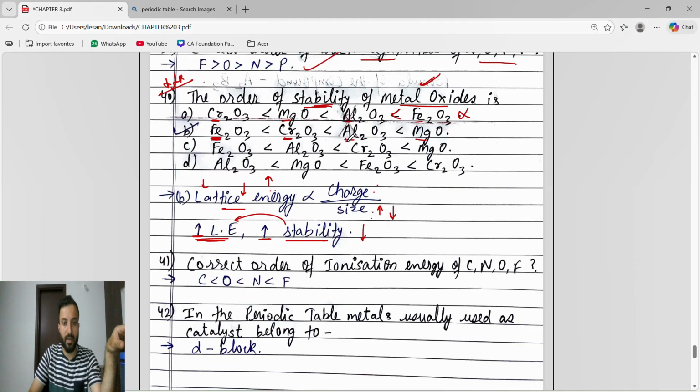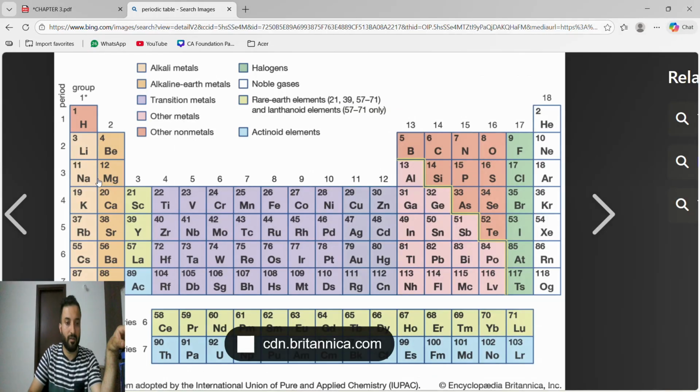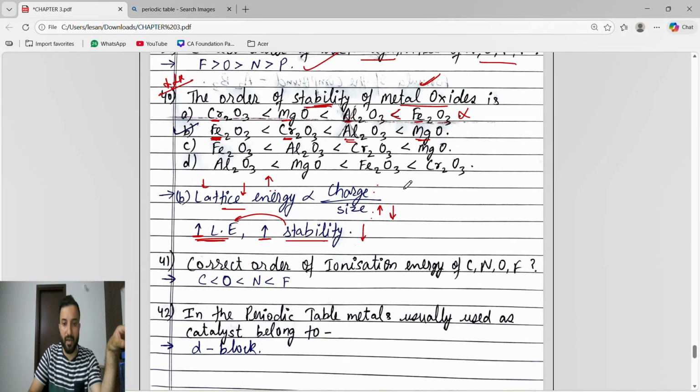Then chromium, then aluminium, then manganese. Manganese, Mg means, guys, see, Mg is 12. 12 means what? Mg size is very less. If size is less, it has more lattice energy. More lattice energy means more stability. So Mg is having more stability.